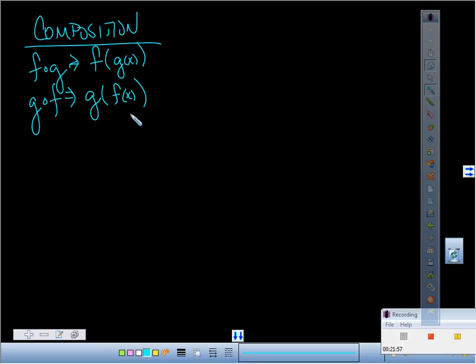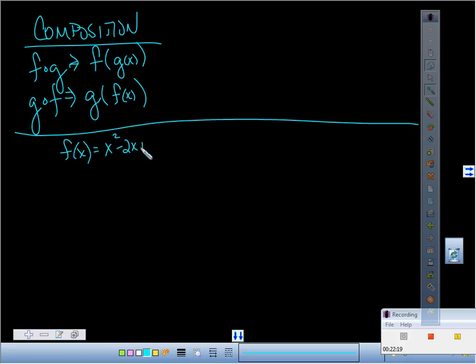Composition is just what you do. Now y'all listen, I'm gonna tell you this is not hard, okay? So don't go, oh my gosh, I'm never gonna get this. It's really easy. So they're gonna tell you two functions. Obviously, I'm gonna use F and G. So I'm gonna tell you that F of X is X squared minus 2X plus 1. And then I'm gonna tell you that G of X is equal to 2X plus 3. Okay?